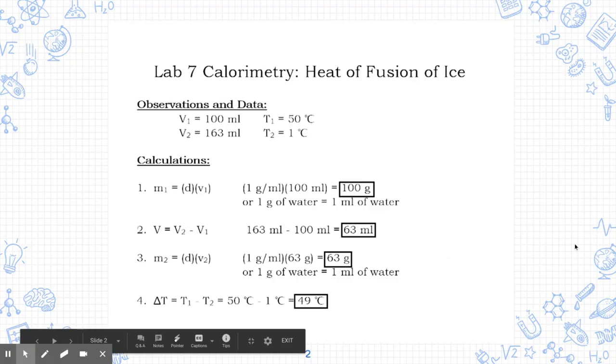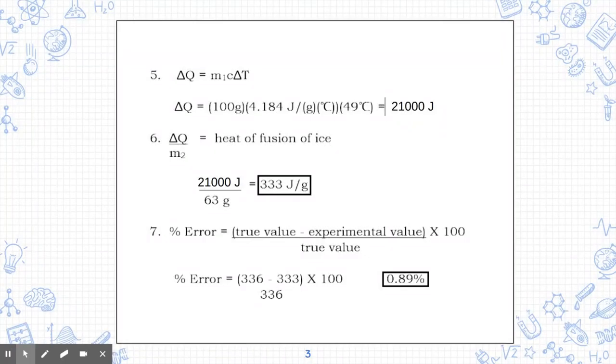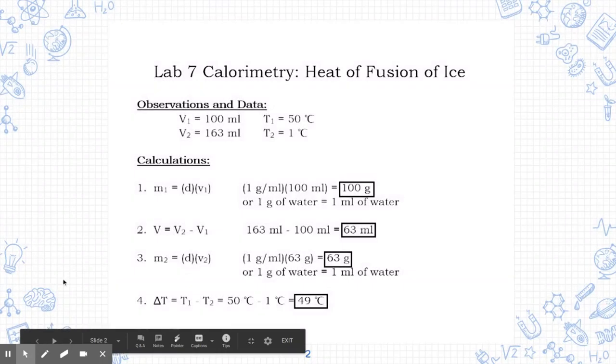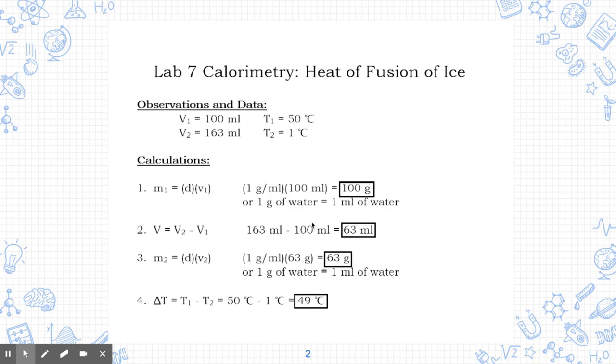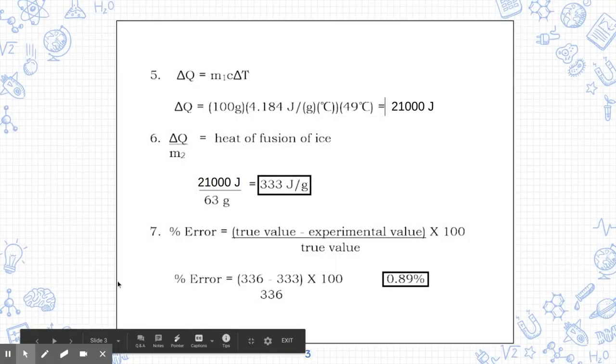Question number 5. Find the heat loss by the original mass of water. So you're going to be using delta Q equals mc delta T. For this problem, make sure that you show your work. It says M1 specifically, so if we go back to calculation number 1, this is where we calculated M1, 100 grams. So everybody will use 100 grams right here for M1.